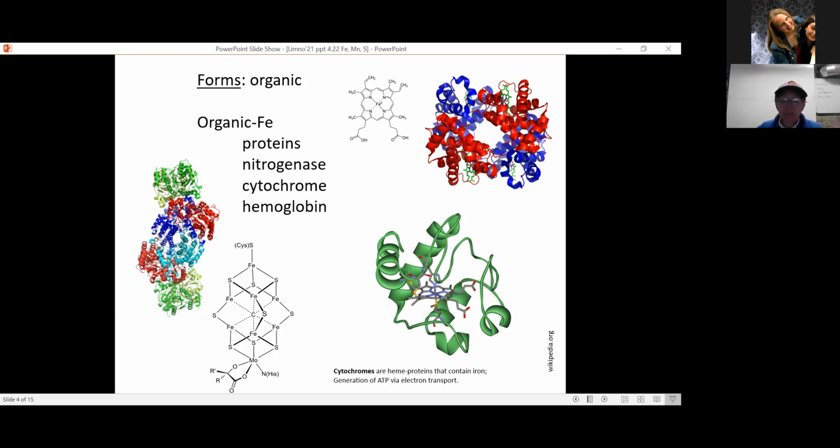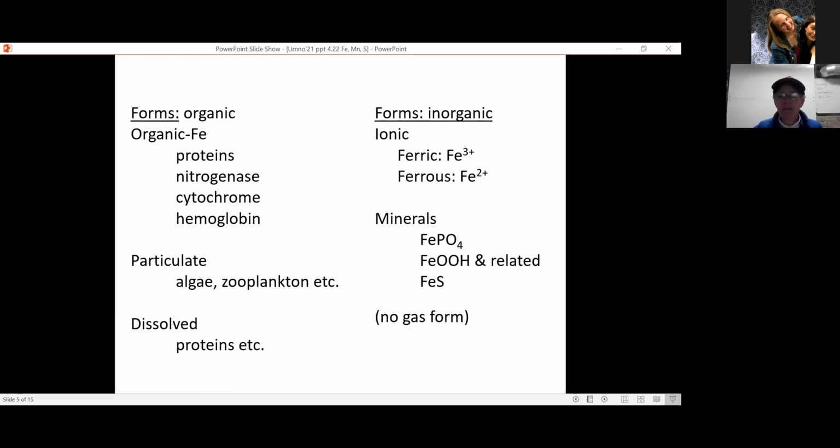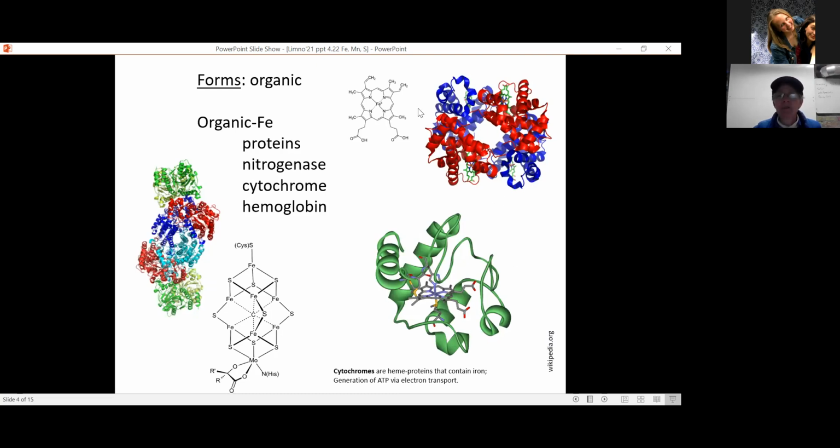Nitrogenase, the enzyme that fixes nitrogen out of the atmosphere, contains iron. Cytochromes in the electron transport chain of photosynthesis and respiration, in chloroplasts and mitochondria, contain iron. Hemoglobin contains iron. Here are some molecular structure pictures to show you what these molecules look like. Some are bigger and more complex than others. Here you can see the porphyrin ring of iron suspended by 4 nitrogens in this double bonding ring.